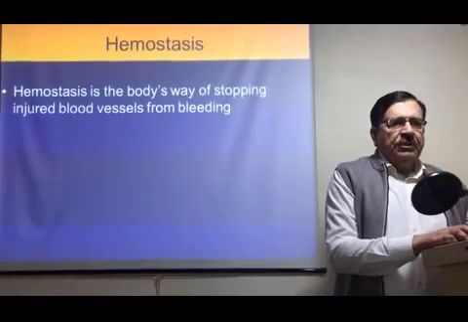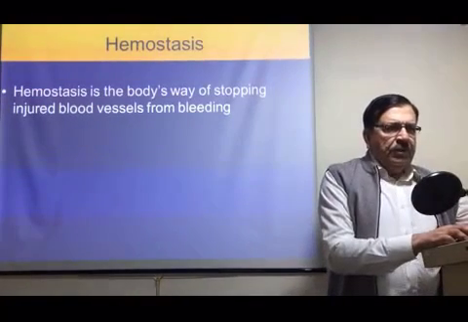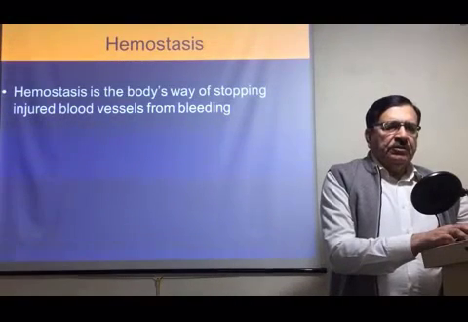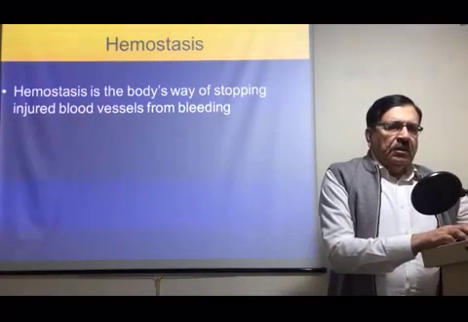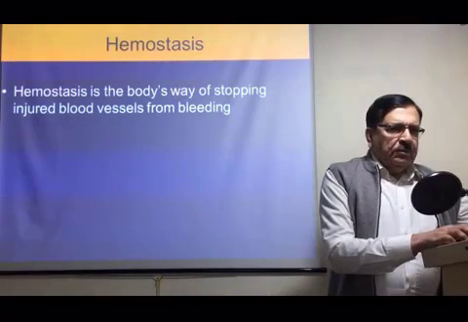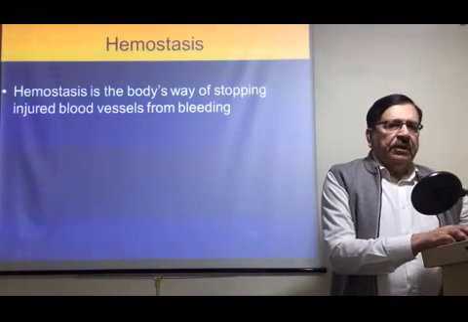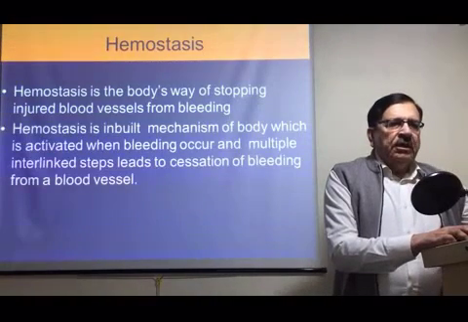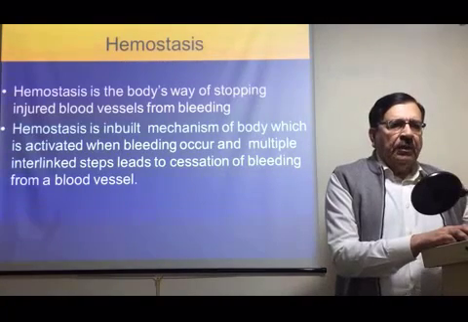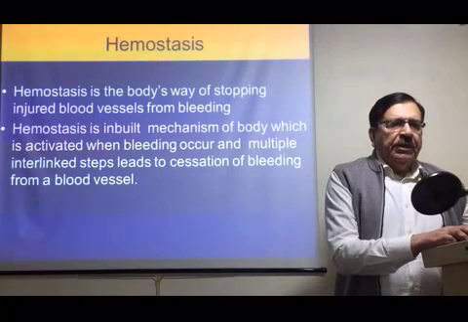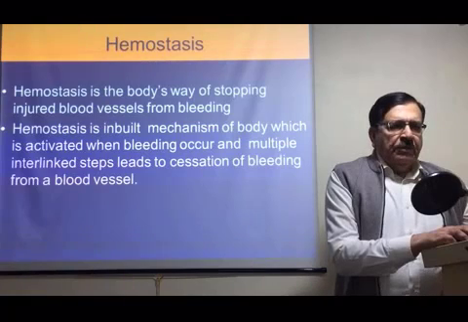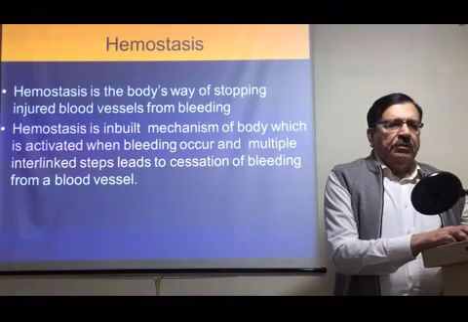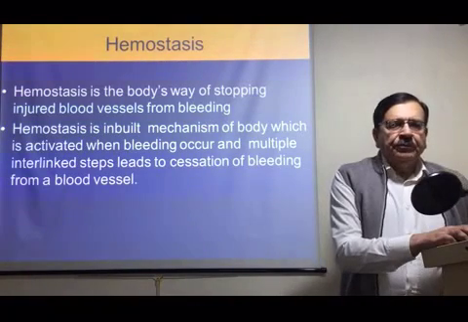Today we will discuss hemostasis. What is hemostasis? Hemostasis is the body's way of stopping an injured vessel from bleeding. When there is injury to the blood vessel and there is loss of blood from the vascular system, this mechanism becomes activated and it stops the bleeding. Hemostasis is an inbuilt mechanism of the body which is activated when bleeding occurs, and multiple interlinked steps lead to cessation of bleeding from a blood vessel.